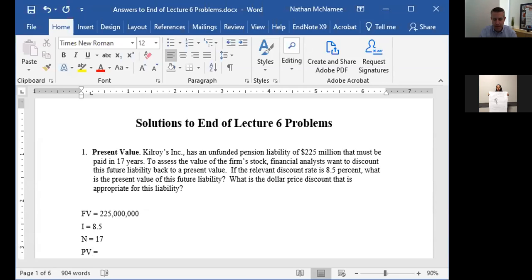And make sure you clear your register, meaning clear out your time value of money. So hit second and then hit the CLRTVM button. So I cleared that out. So now I'm going to type 225,000,000, and I'm going to hit the FV button for future value. Then I'm going to hit 8.5, and I'm going to hit the I over Y button, and then I'm going to hit 17 and hit the N button, and then I'm going to hit the compute button, CPT and present value. Okay, so what did you guys get?